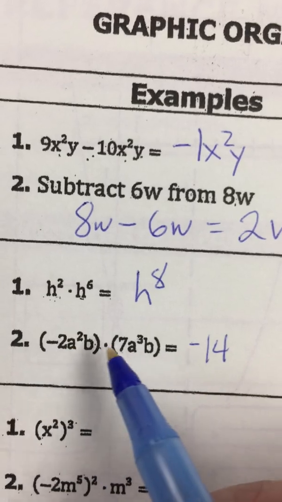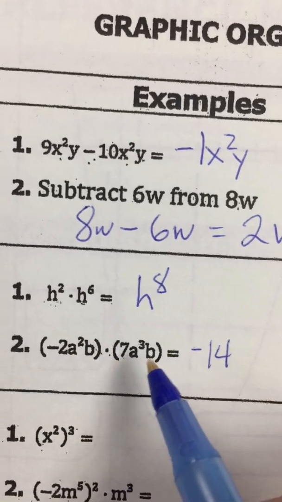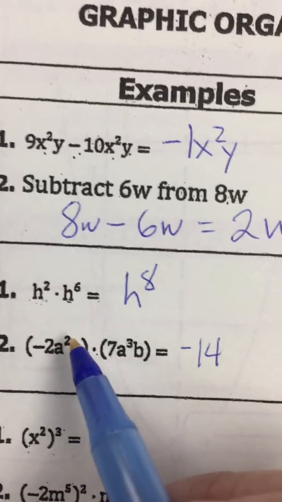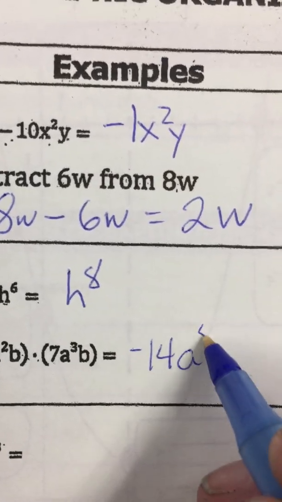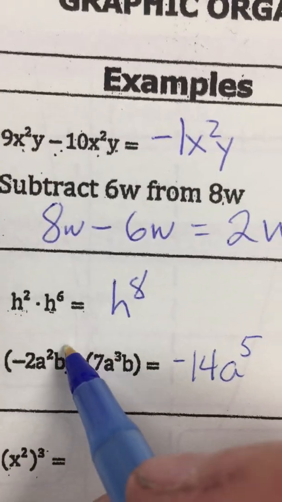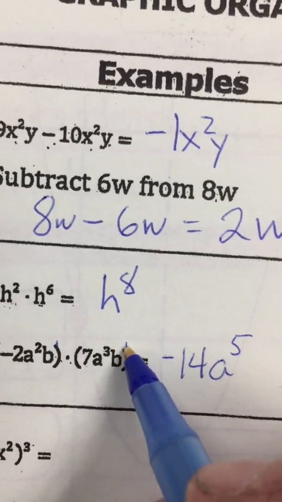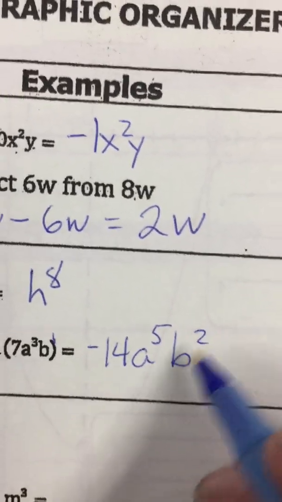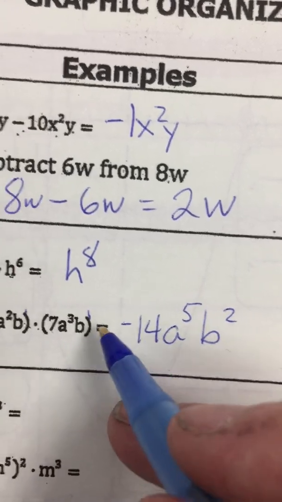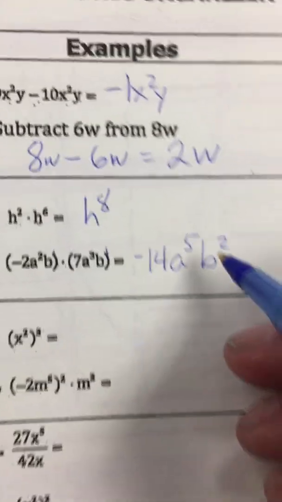Now, the a's can multiply with the a's, the b's can multiply with the b's. The bases have to be the same. So a squared times a to the third, what do we do when we're multiplying? We add them. So 2 plus 3 is a to the fifth. And then my b's, there's a little 1 sitting up there, you don't see it, and a little 1 sitting up there. So 1 plus 1 is b squared, which makes sense because b squared means you're multiplying b times itself. So b times b is b squared in shorthand.